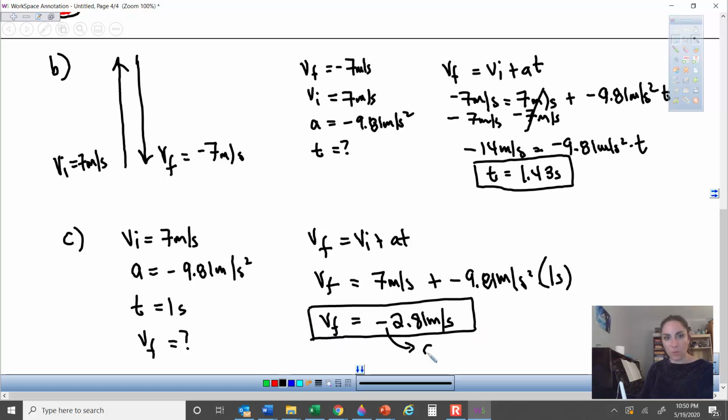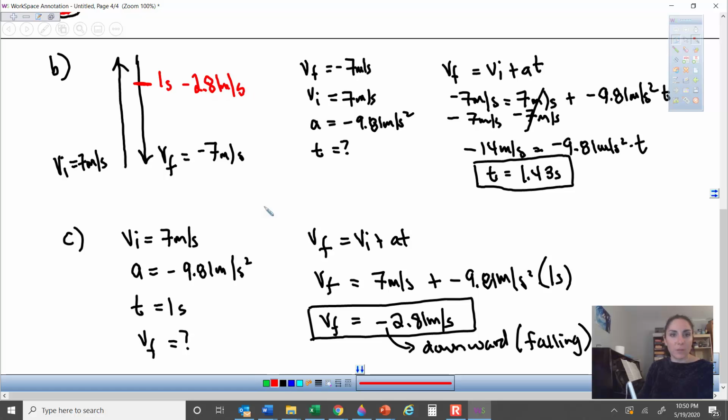So actually what it tells me is I am falling at this point, right? What do I mean by falling? The ball rises and falls. Now, my final speed is negative 7, so I fell about 2 meters per second, so I'm probably somewhere up here at 1 second. Because my velocity is negative 2.81, or maybe a little lower. But that's what that means.